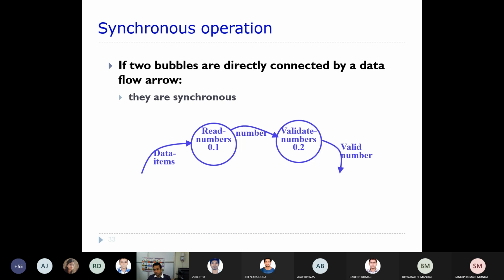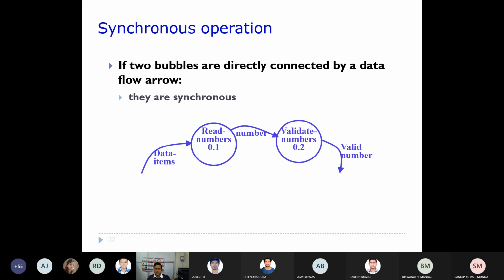Now, part of this, you have certain operations. There is a synchronous operation and there is an asynchronous operation. So what is a synchronous operation? When two bubbles are directly connected by a data flow arrow, that is a synchronous operation. Here the read numbers bubble is directly connected to the validate number 0.2 bubble. These are the two functions. We'll come to why they are numbered 0.1 and 0.2 later.